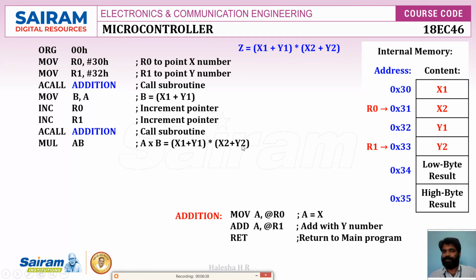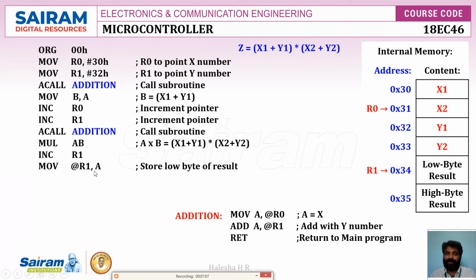It performs the multiplication. As you know, after the multiplication, A has the low byte of the result and B has the high byte of the result. As per the requirement, we have to store the low byte of the result at 34. So increment R1 to point at 34. To this location, store the low byte of the result. That low byte is present in A. So say MOV @R1 comma A.